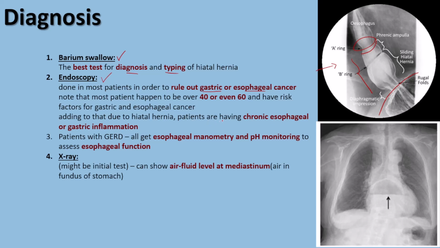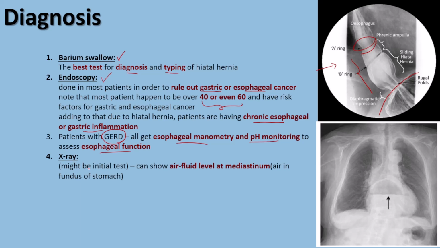Note that due to hiatal hernia, these patients are suffering from chronic esophageal and gastric inflammation, and this increases the risk of esophageal and gastric cancer. And also note that most of the patients who are suffering from hiatal hernia are over 60 or over 40, and this is also an increased risk for esophageal or gastric cancer. Another test that we can use for patients who are suffering from GERD secondary to hiatal hernia is esophageal manometry and pH monitoring, and this is usually done in order to assess the function of the esophagus.